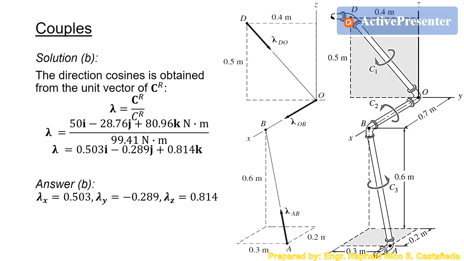So if we want to answer letter B, the direction cosines, basically they are the components of the unit vector. So that is the final answer.